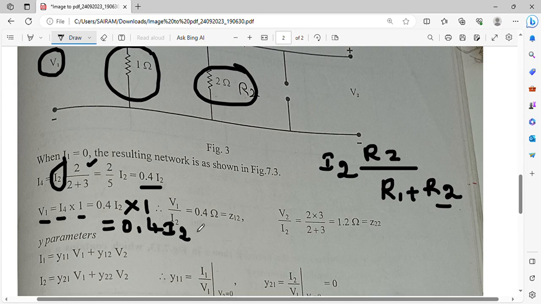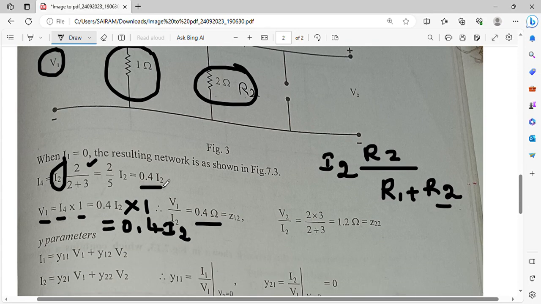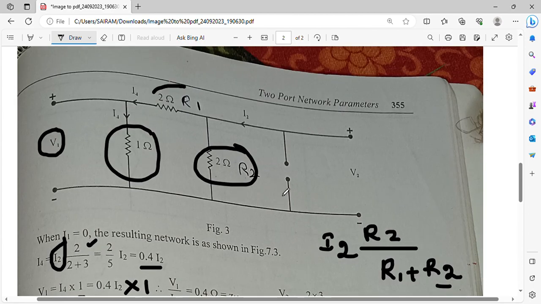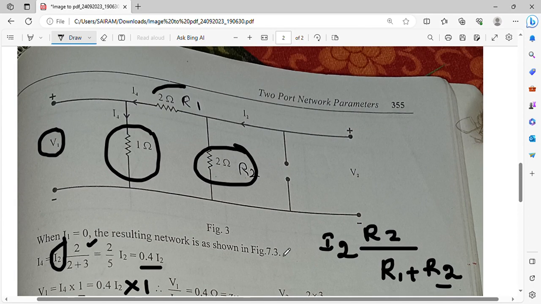So now I got V1 by I2 as 0.4, which is Z12. What is V2 by I2? It is nothing but 2 into 3 divided by 2 plus 3. That's nothing but resistance in parallel. So that is 2 into 3 divided by 2 plus 3, and you're going to get 1.2 ohm, which is Z22.